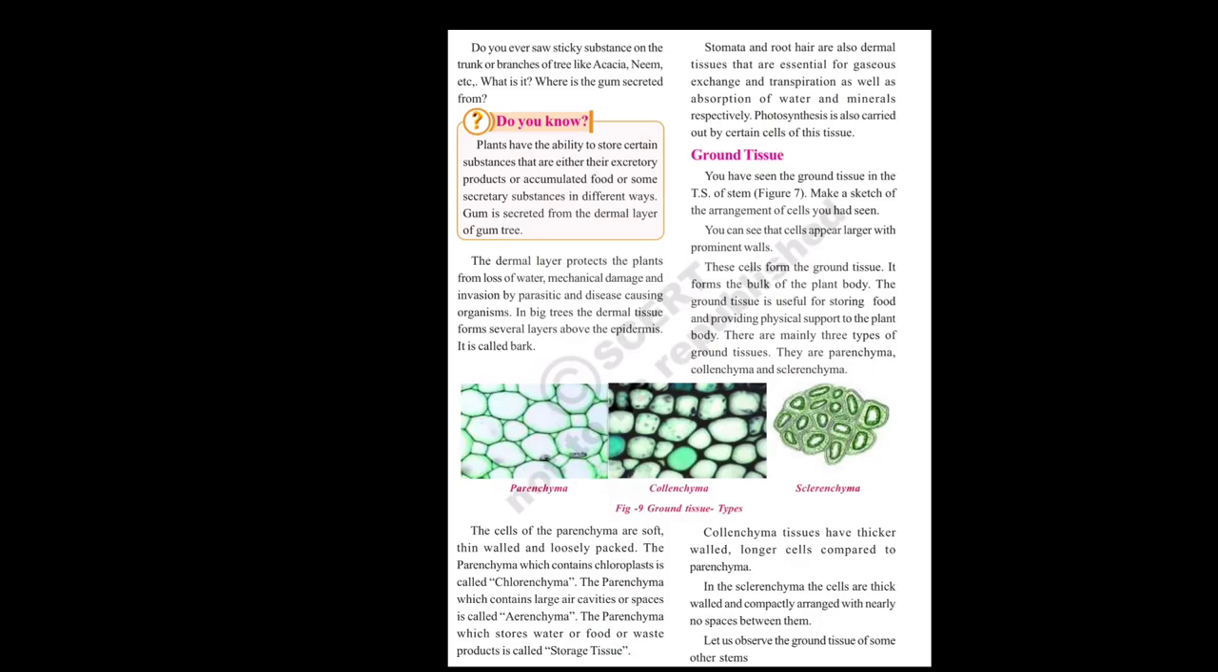The dermal tissue protects the plants from the loss of water, mechanical damage, and invasion of parasitic organisms that cause some diseases. Plants can be protected from diseases with the help of dermal tissue. In big trees, the dermal tissue forms several layers above the epidermis, which is called bark.